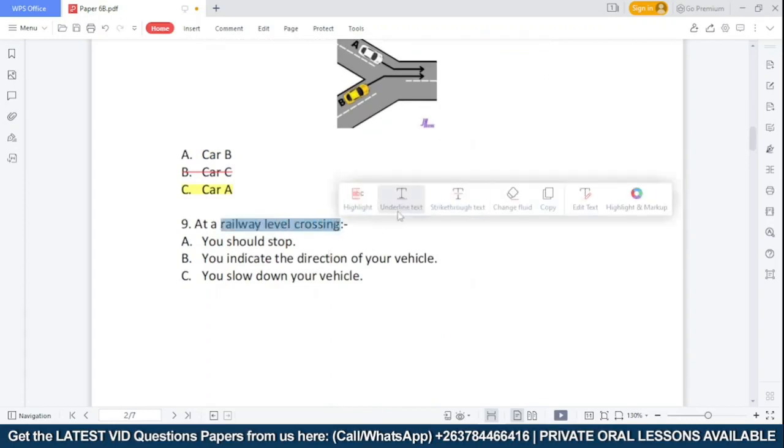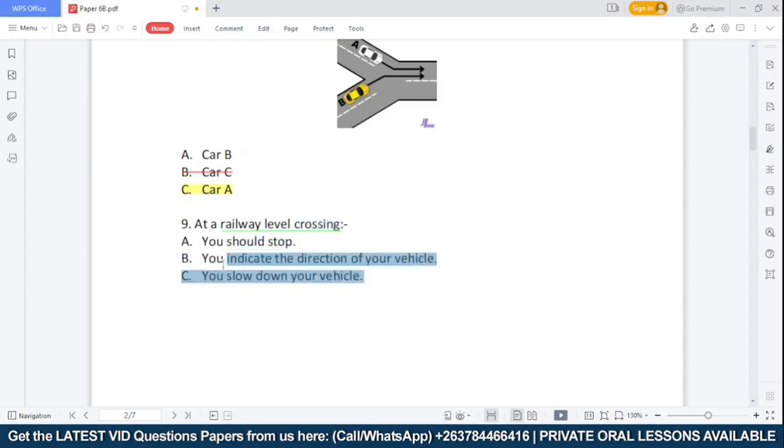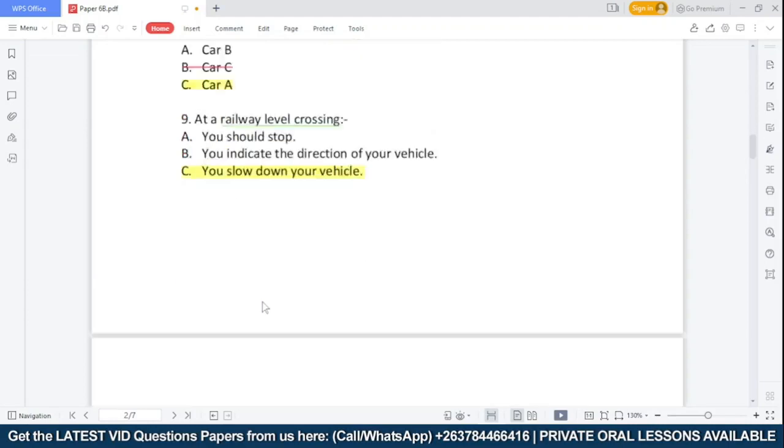So this is the railway level crossing. What should you do? A, you must stop. B, you indicate the direction of your vehicle. C, you slow down your vehicle. So what do you think the answer is, guys? At a railway level crossing, you slow down your vehicle. So this is the correct answer for number 9.